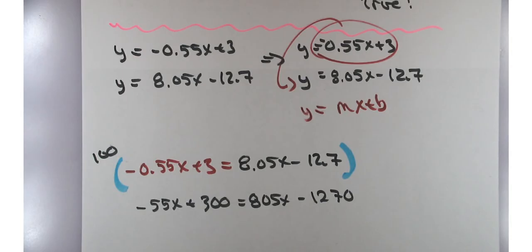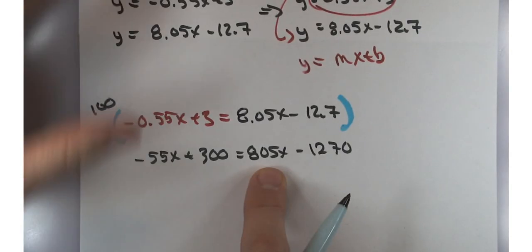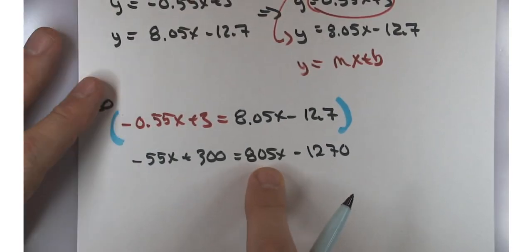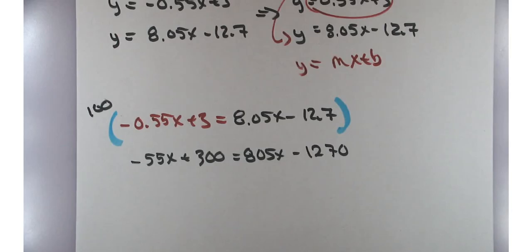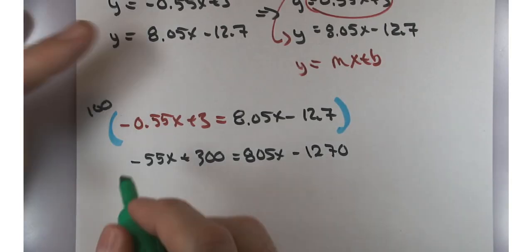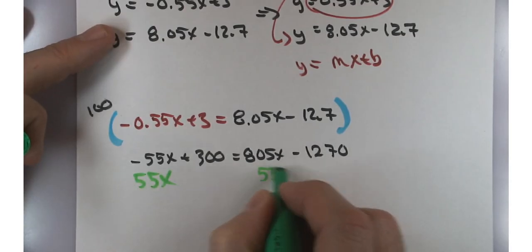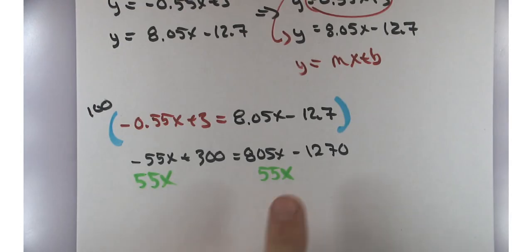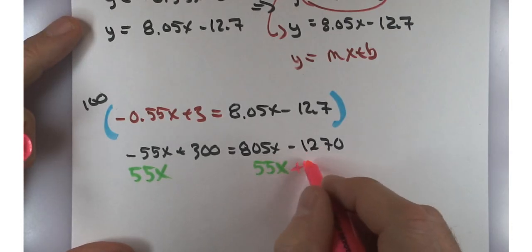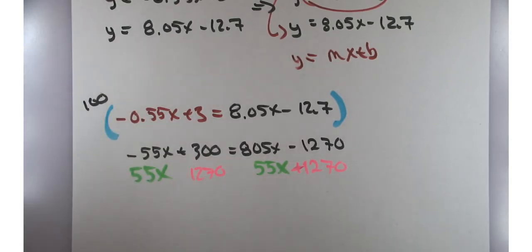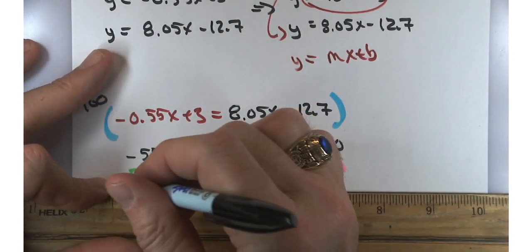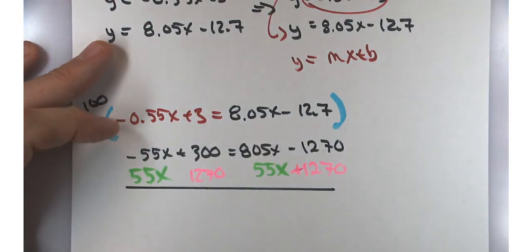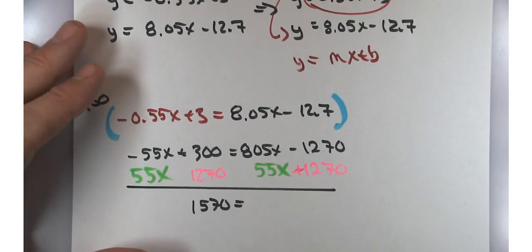All right, so let's play with this a little bit further. Now, for myself, because the 805 is bigger than this, I'm going to move the x's to the right-hand side. So I'll add 55x to both sides. And then because I've got the x's on this side, I want to put the constants on the other side. So I'll add 1270 to both sides. Nice. So let's see what that gives me. Should be a nice simplification of this problem. I'll end up with 1570 equals 860x.